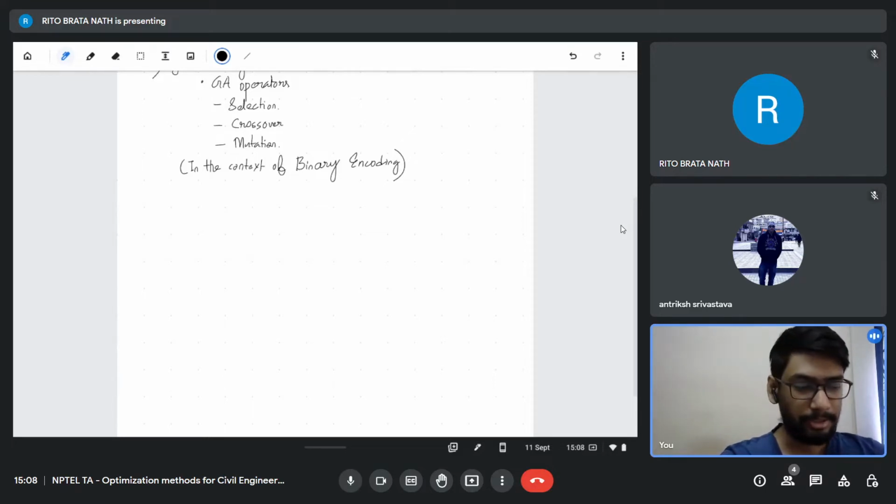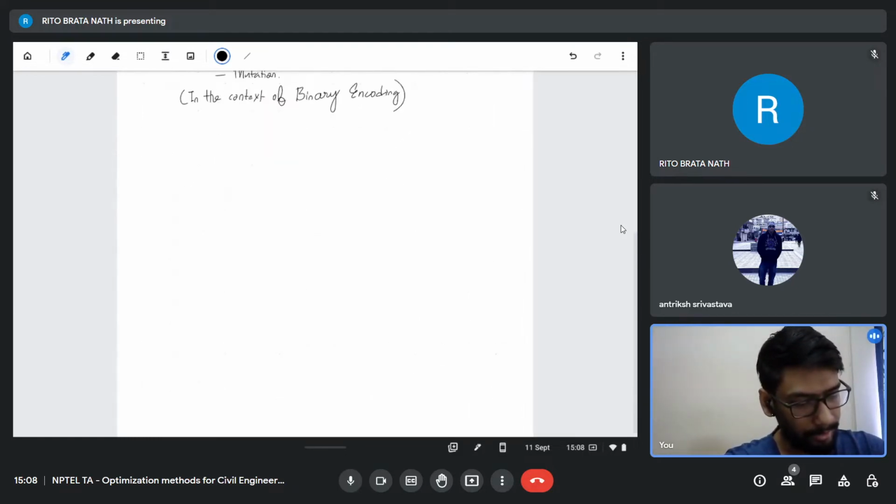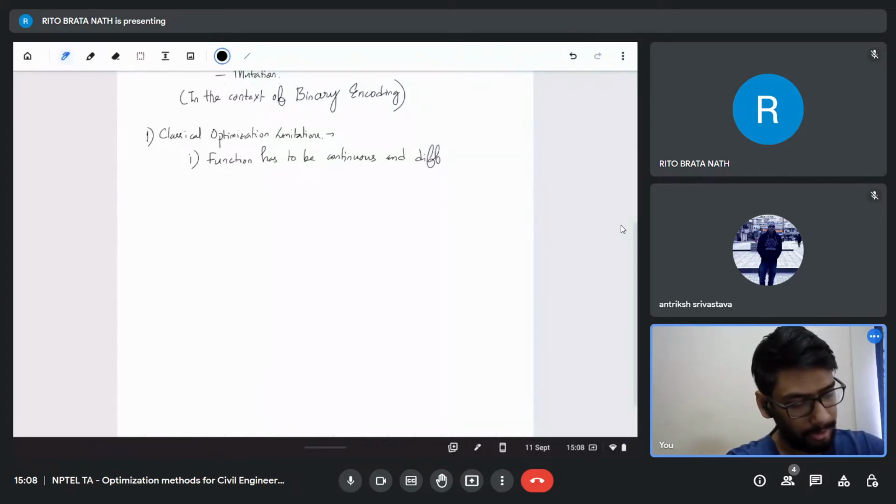So in the case of metaheuristic optimization, let me write down first the classical optimization limitations. As I have already told, the limitations are: the function has to be continuous and differentiable. And then, convexity will help, convexity in case of global optima.